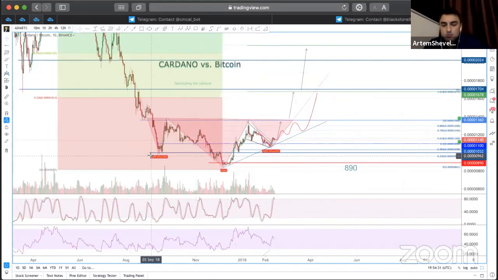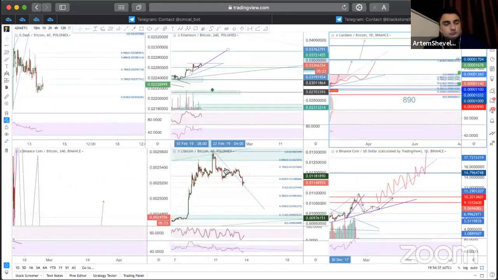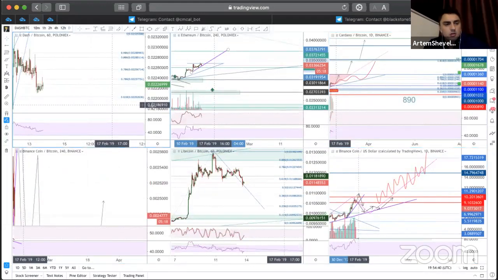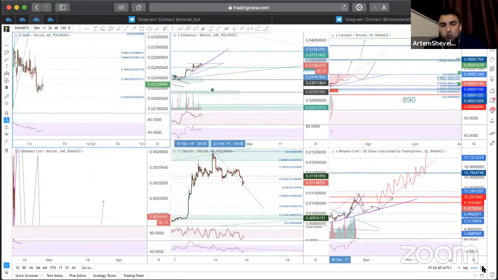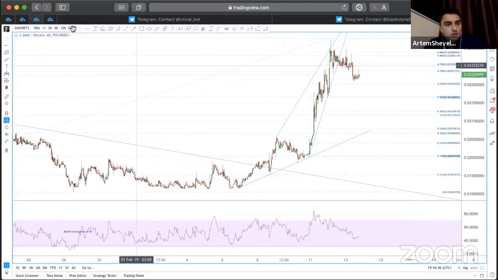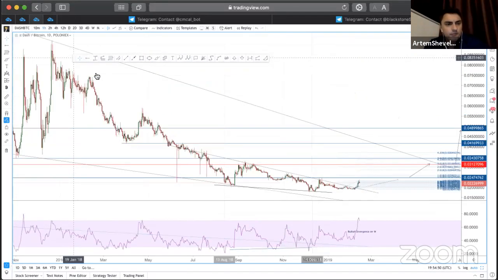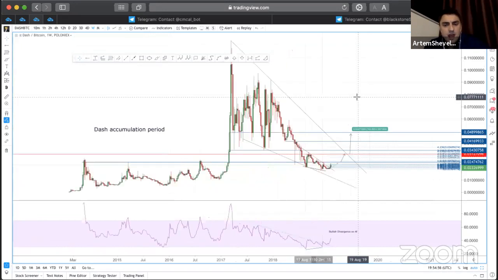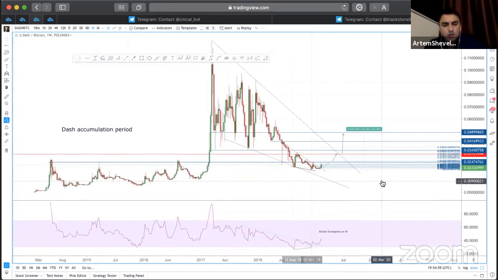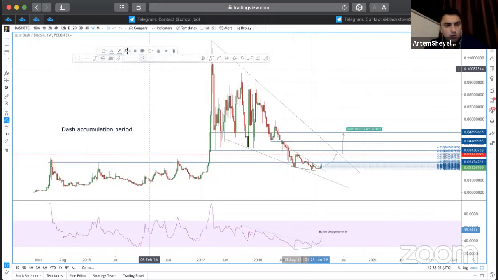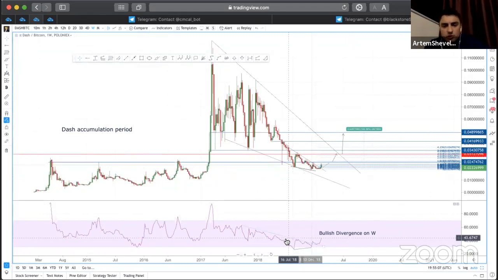Let's go next. Oh, I got a great chart for Dash. Dash is looking very good as well. Let's check from the beginning, from the weekly chart. Dash is showing a great bullish divergence. I'm trying to make it bolder here, and let me check if it's good to see or not. Yeah, it's good.